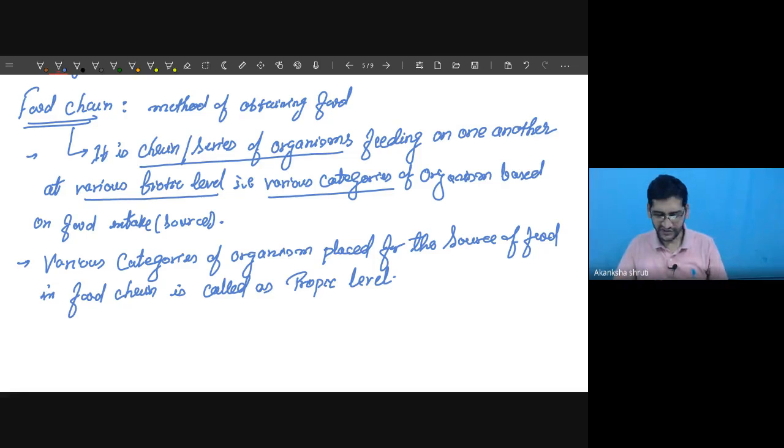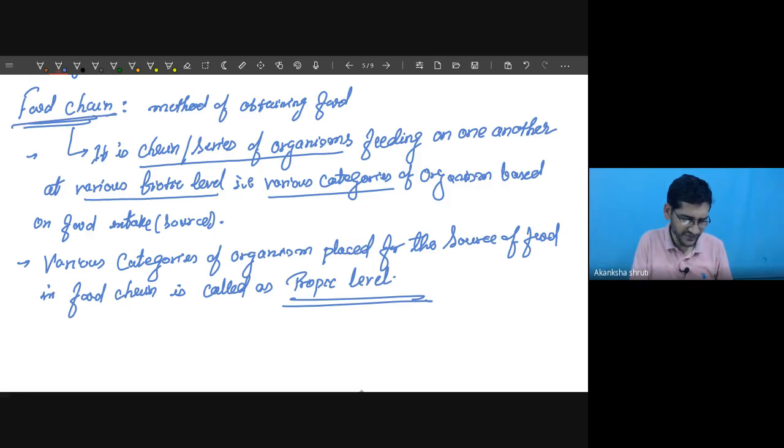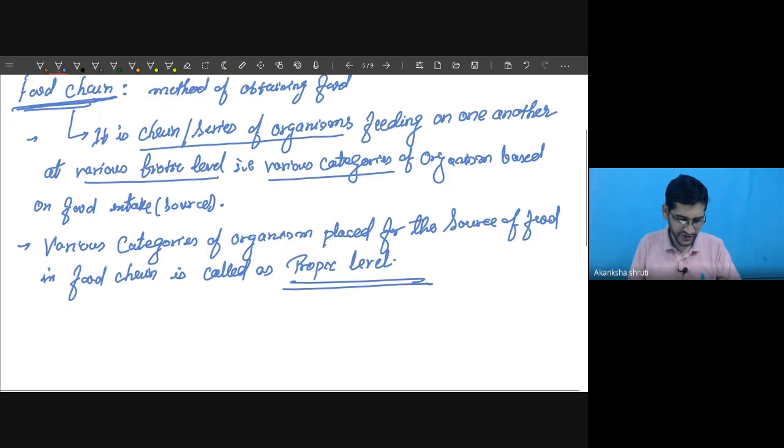Let us understand this. The two terms, trophic level and food chain, we have to learn together. And this trophic level can be represented in the graphical form of a pyramid called a number pyramid. Other kinds of pyramids can also be drawn, but those are not required. Here you have to learn about the trophic level and food chain.